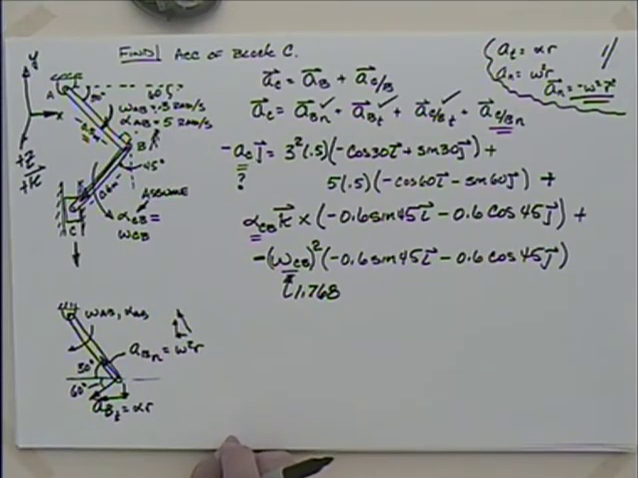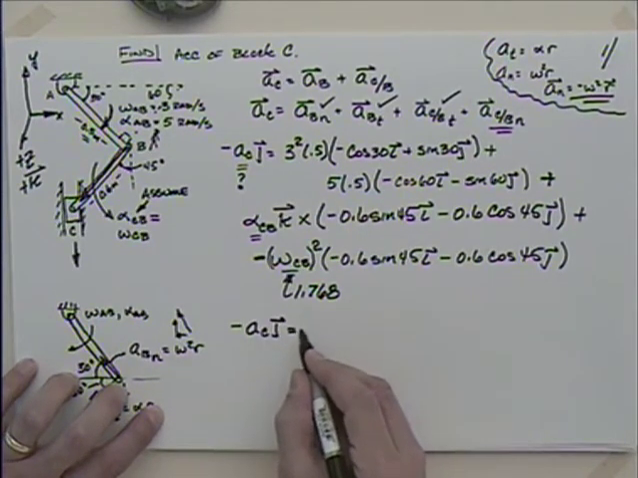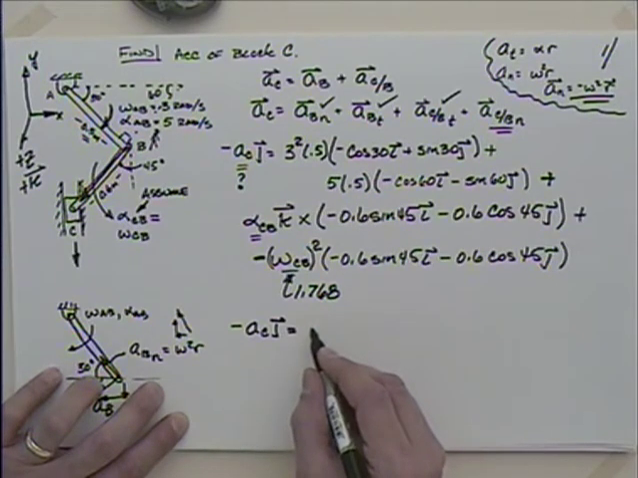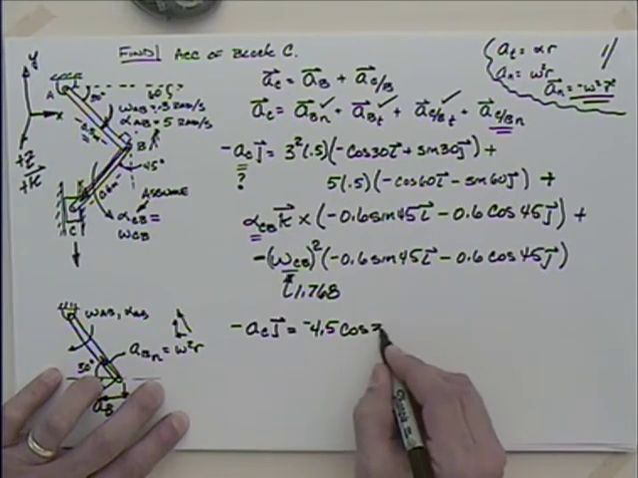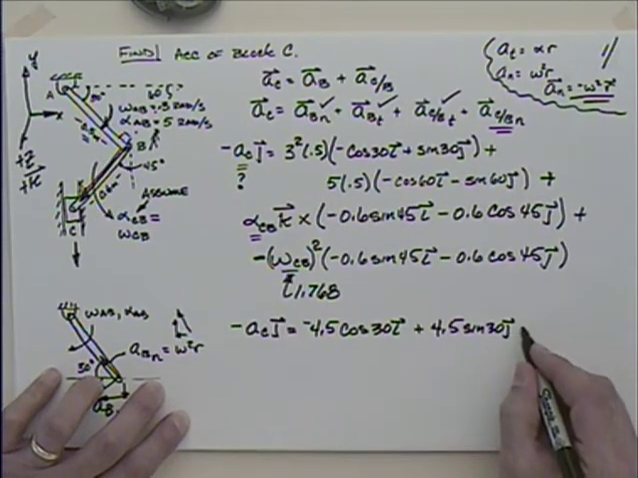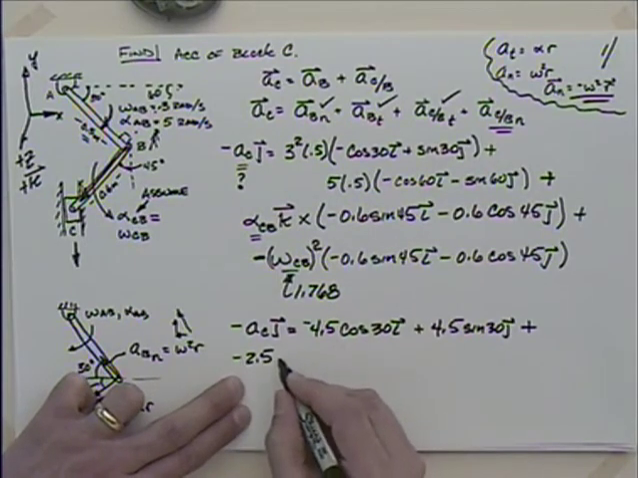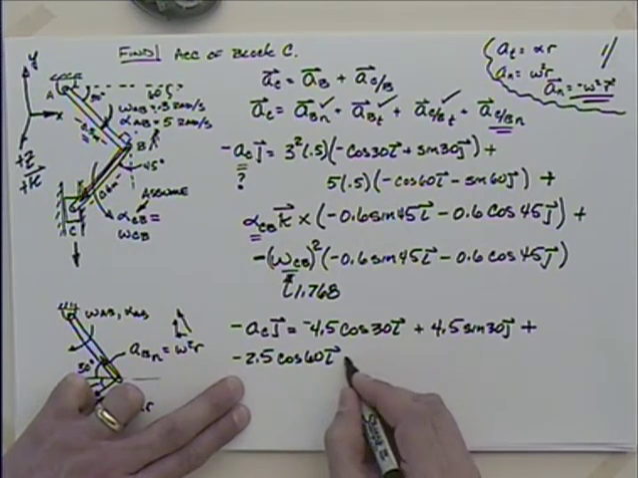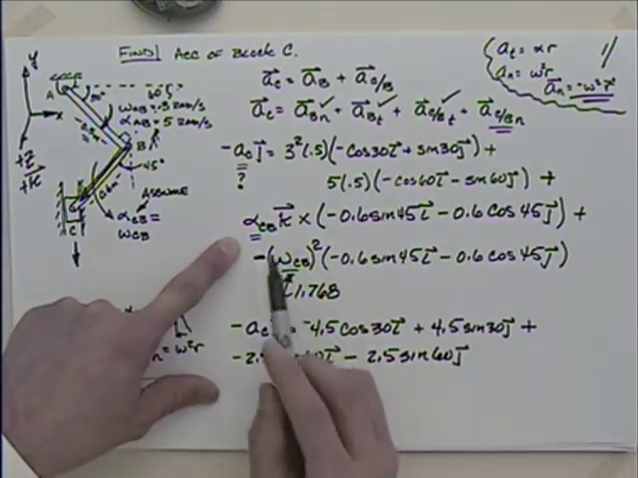The last problem that I went through on this, I actually did the crossing. You want me to do that on this one, or you okay with it as is? I guess I can do it. So you're going to have minus the acceleration of c in the j direction is equal to 4.5. Is that right? 9 times 0.5, yeah, 4.5 minus 4.5 cosine 30 in the I direction, plus 4.5 sine 30 in the J direction, plus 2.5. 5 times 0.5 would be a minus cosine 60 in the I, and then another minus 2.5 sine 60 in the J, and then I get into the crossing business here.